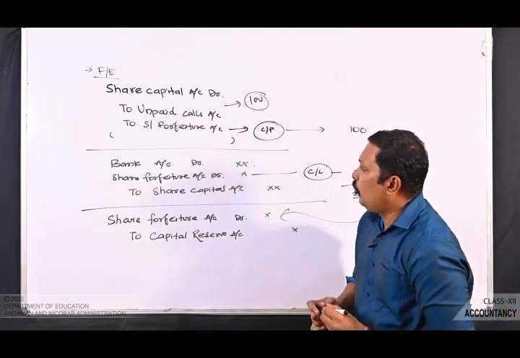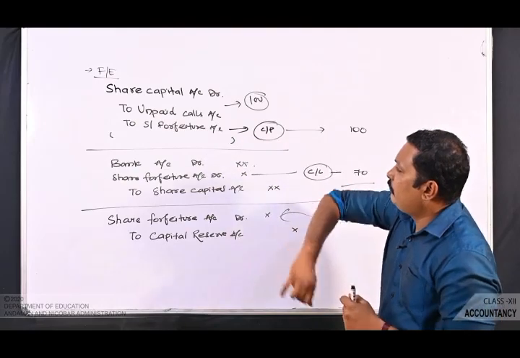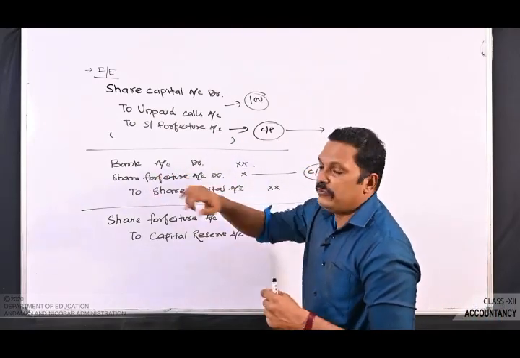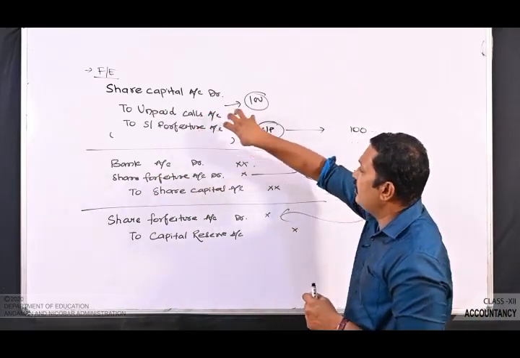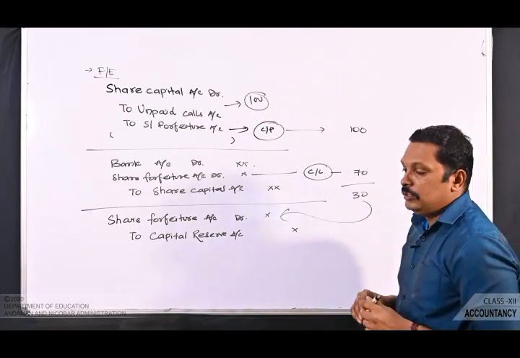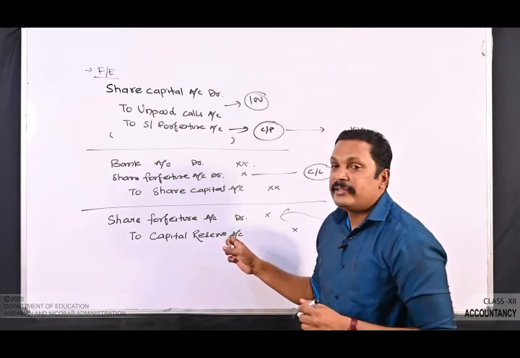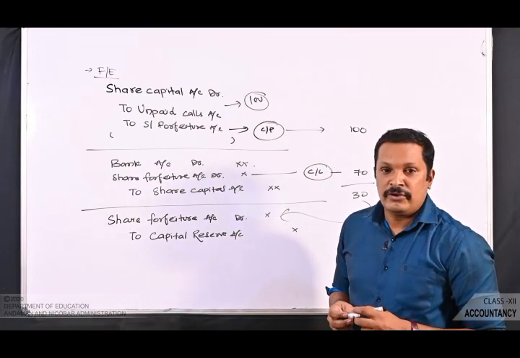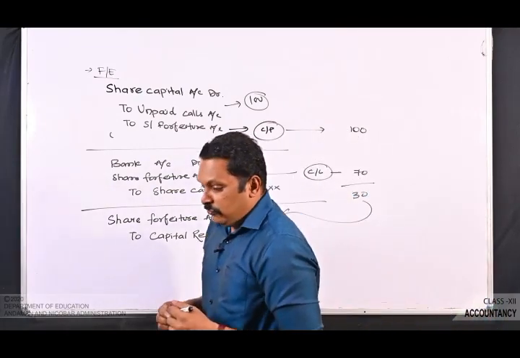That is the excess of the credit forfeiture account over the debit forfeiture account. Whatever we have in the credit balance will be deducted with the debit balance of the forfeiture account. The balance will be transferred to capital reserve. Got it? So we have three entries.